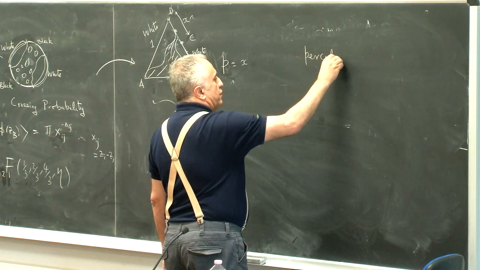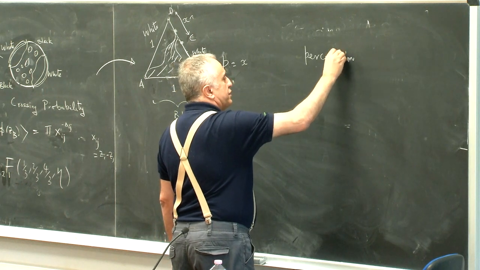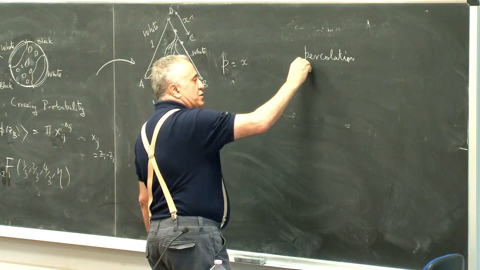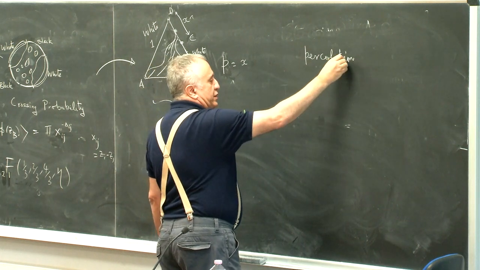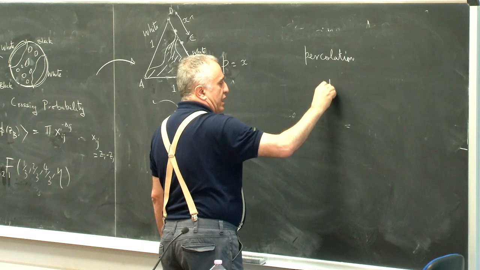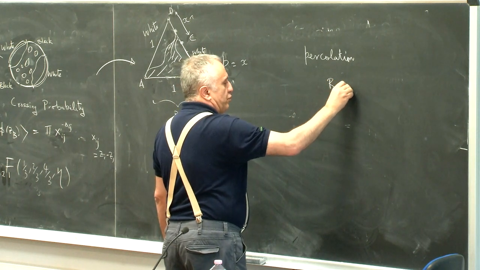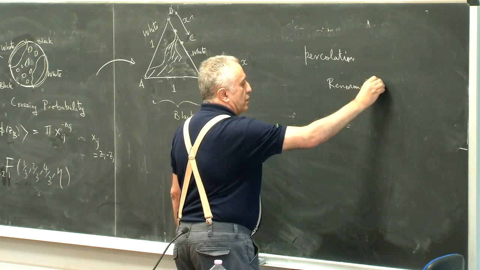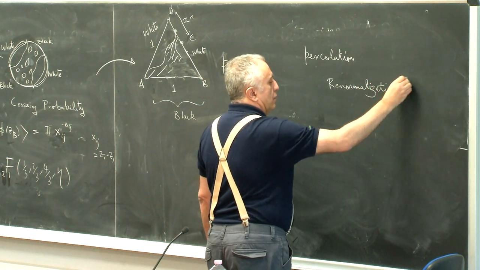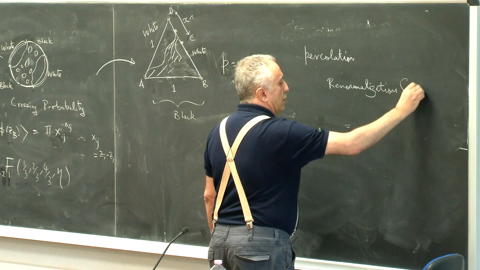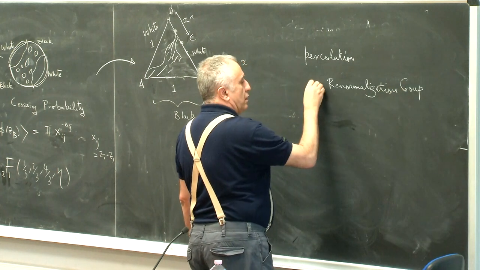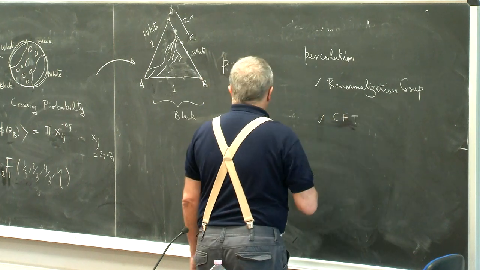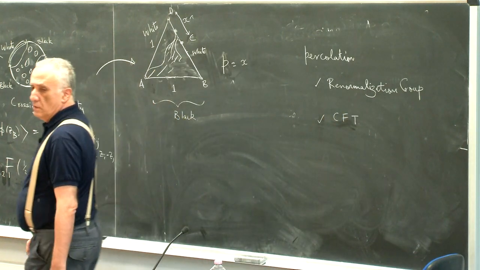To go into the conformal field theory of percolation, you have to admit a lot of difficulties. But we saw that just like Ising, percolation has a renormalization group, and it has a CFT representation.